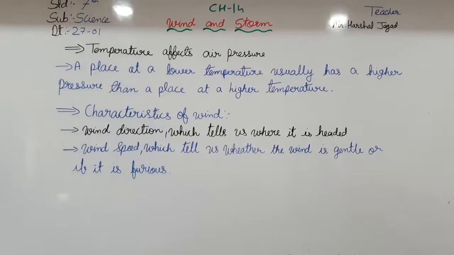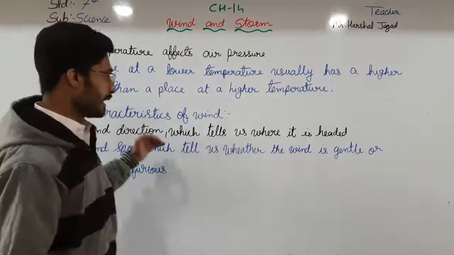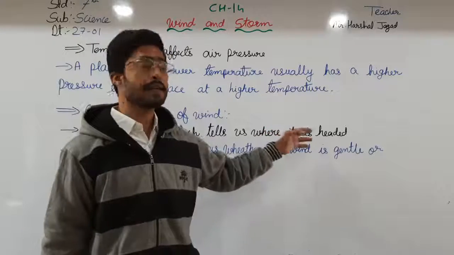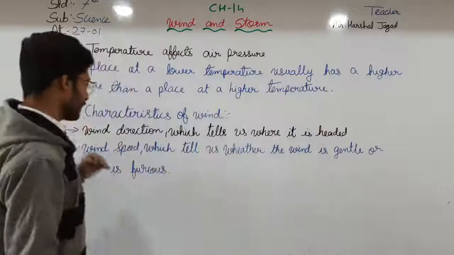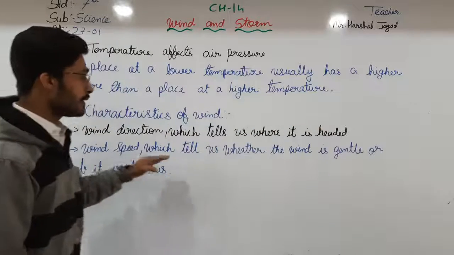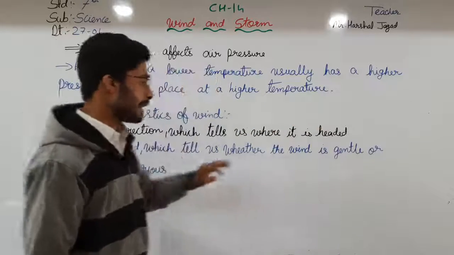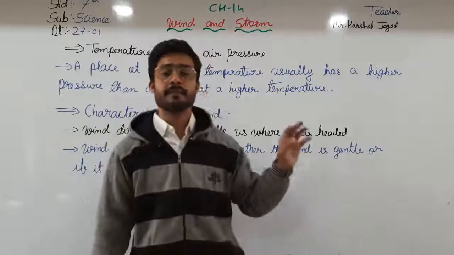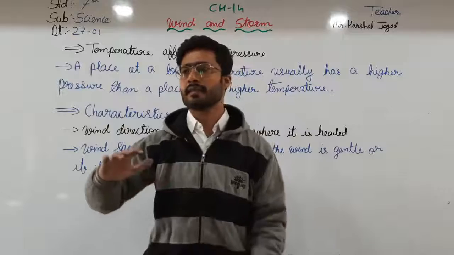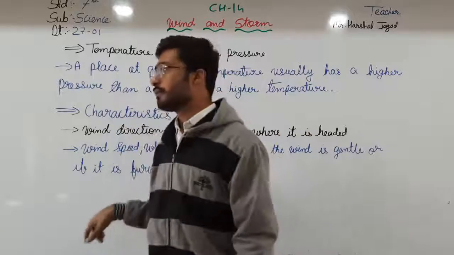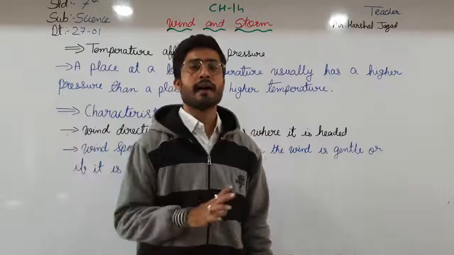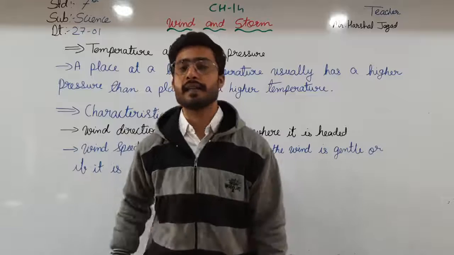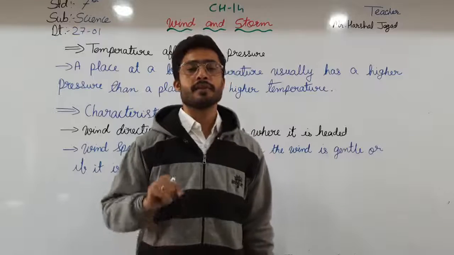Okay, so these are the two parameters on which we can describe the characteristics of wind. Wind direction tells us where it is headed. The second parameter, wind speed, tells us whether the wind is gentle or furious. Gentle means a lower wind, a normal wind, and furious means a high wind. When high wind is there, it is known as a furious wind.